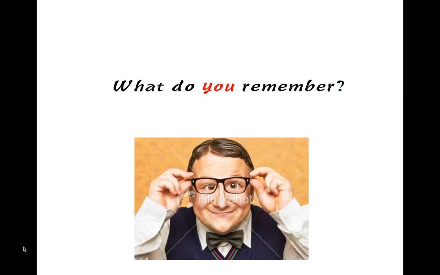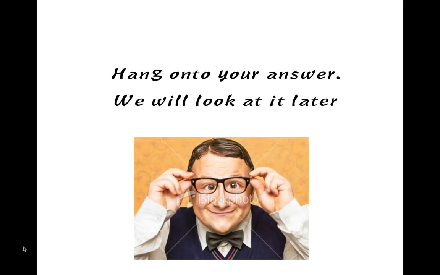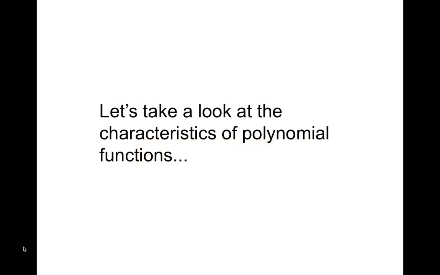So first of all, I wanted to start with checking to see what you remember. So I'm giving you a question. This one is a random polynomial, and I want you to try to describe what the zeros will be, the end behavior, and the turning points. So please just take a look at that, stop the video, give it a try, give a good sketch, and then you can start once again. Once you have your answer, we'll hang on to that and we'll look at it a little bit later once we've had a chance to review some of the important topics that we need to cover.